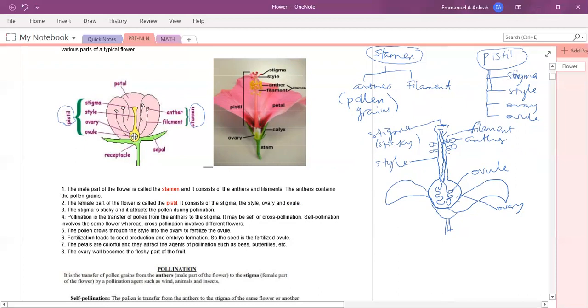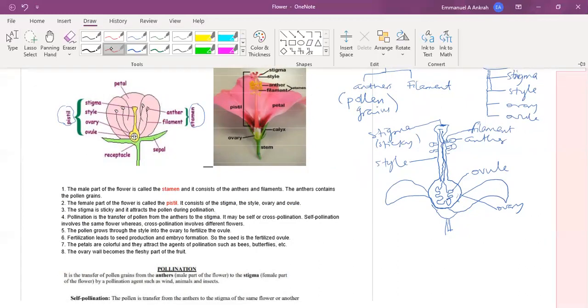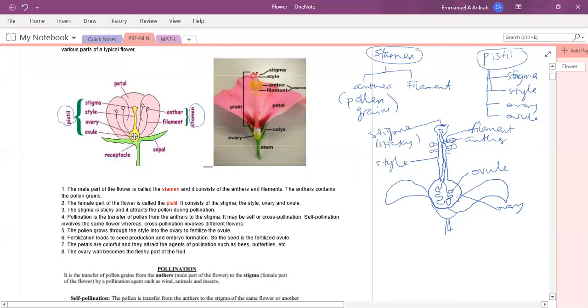Pollination, so let's talk pollination. Pollination is the transfer of pollen from the anthers to the stigma, right? So when you have the pollen coming from the anthers, so let's use red here. The pollen is here. When it is transferred from the anthers onto the stigma, that is what we call pollination. Okay, pollination. All right.